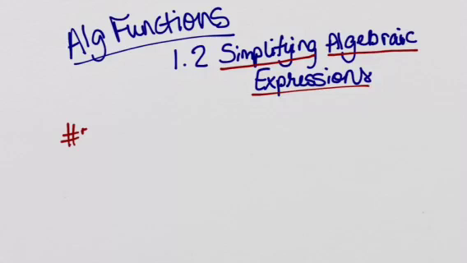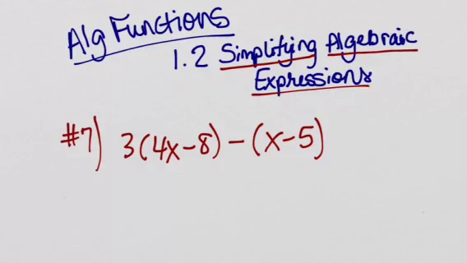Okay, so number 7 looks something like this. If you notice in this problem, there's going to be two different things that we need to distribute. The second one might not be as obvious, but I'm going to walk you through it. So PEMDAS, inside of my parentheses, 4x minus 8. Those are not like terms, leave it alone. x minus 5. Those are not like terms, leave it alone.